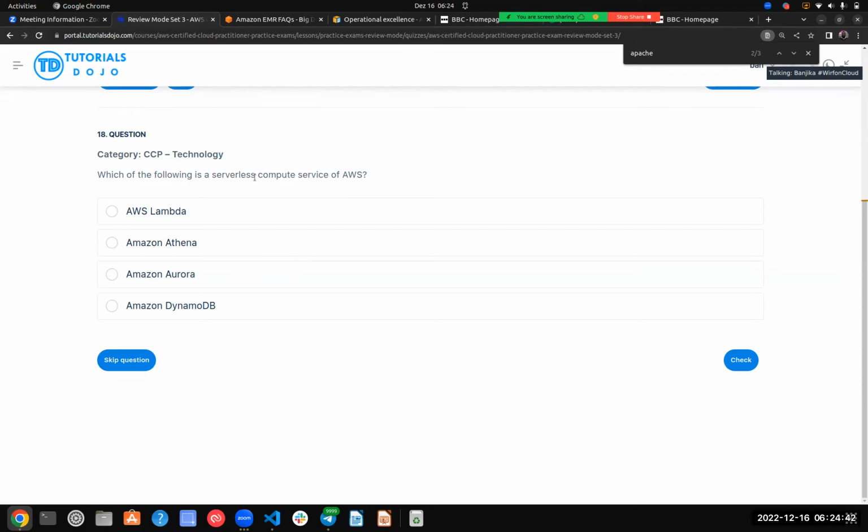So let's shift from serverless and go to compute service. Among these services, which one is compute? Because Aurora is also serverless. You can have Aurora Serverless. Athena is serverless. And as Riley said, Dynamo is serverless. But we are looking for a serverless compute service. Amazon Athena. Okay, you repeat that. What about the others? So I have one here, and one here.